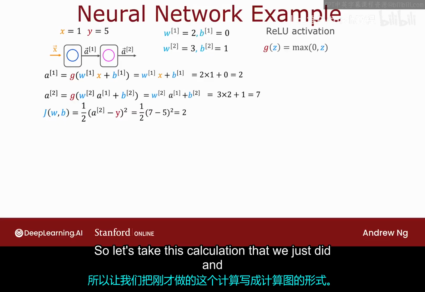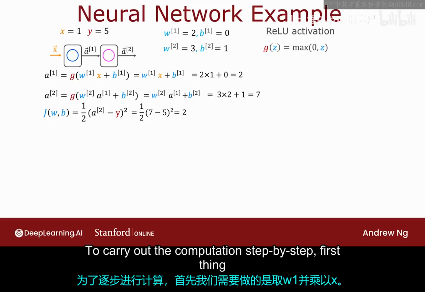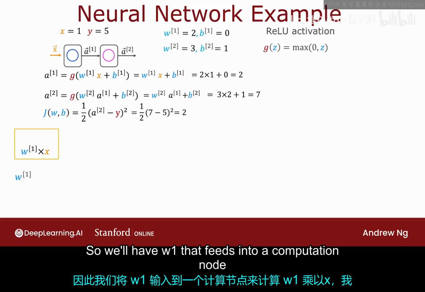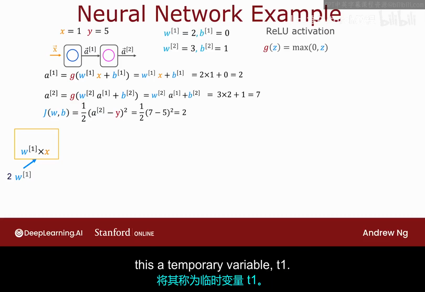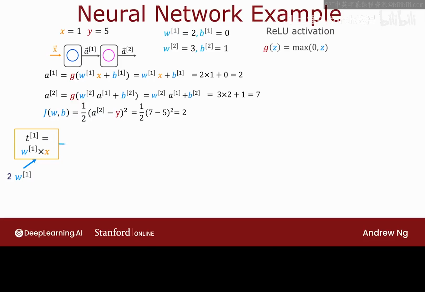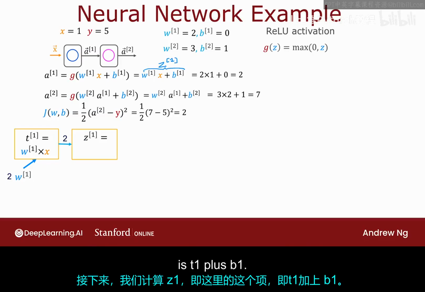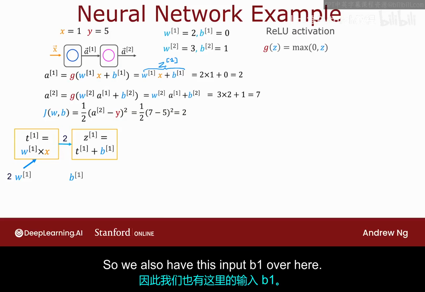So let's take this calculation that we just did and write it down in the form of a computation graph. To carry out the computation step by step, first thing we'll need to do is take w1 and multiply that by x. So I'm going to have w1 that feeds into a computation node that computes w1 times x. And I'm going to call this a temporary variable, t1. Next, we compute z1, which is this term here, which is t1 plus b1. So we also have this input b1 over here.